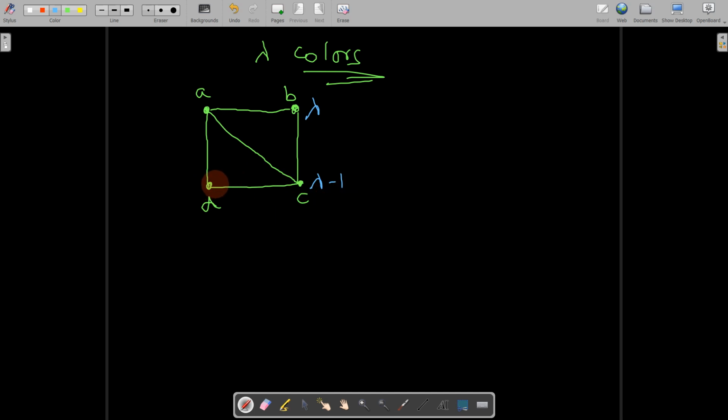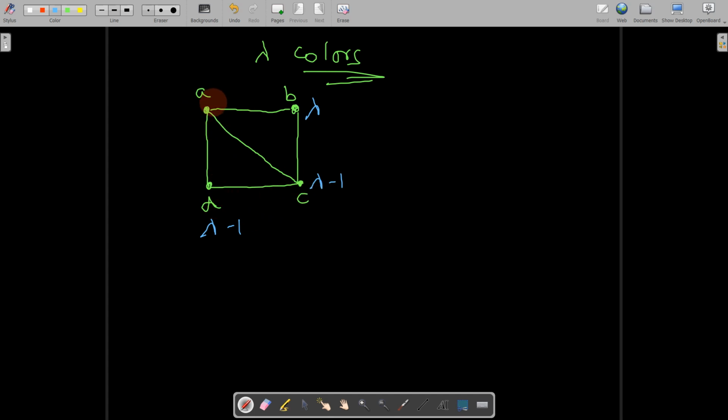Now let us move to D. D is adjacent to C, and C has been assigned one color. A has not been assigned any color as of now. So D cannot take that color of C. It has the remaining lambda minus 1 choices it can choose from.